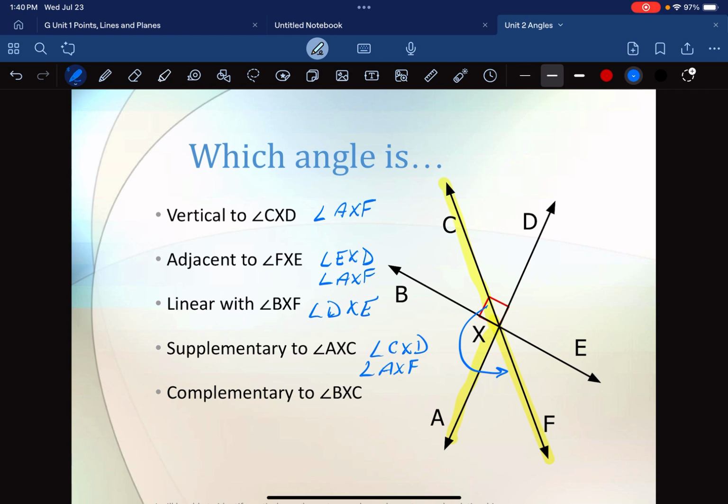And then complementary to BXC, well, complementary means 90. So I'm looking for a 90-degree angle in the drawing, and it's in red, you can see. So this is the angle. Here's our angle right here. That's a right angle. And they need the partner or the complement of BXC. So I'm naming these two angles BXC, and then that would be angle CXD. Okay.